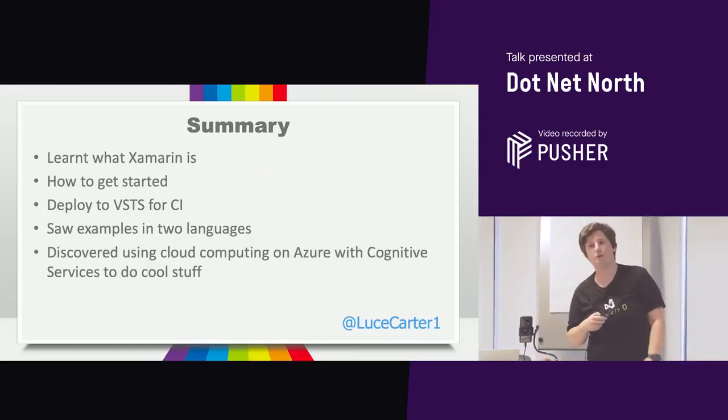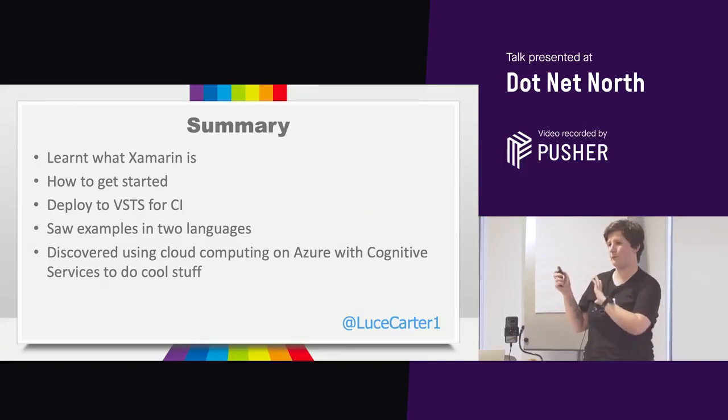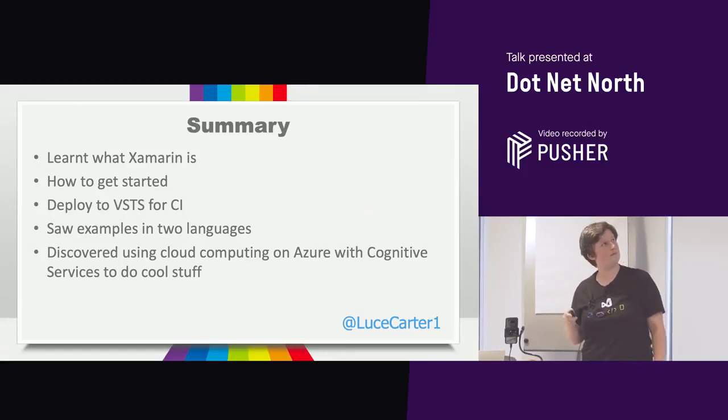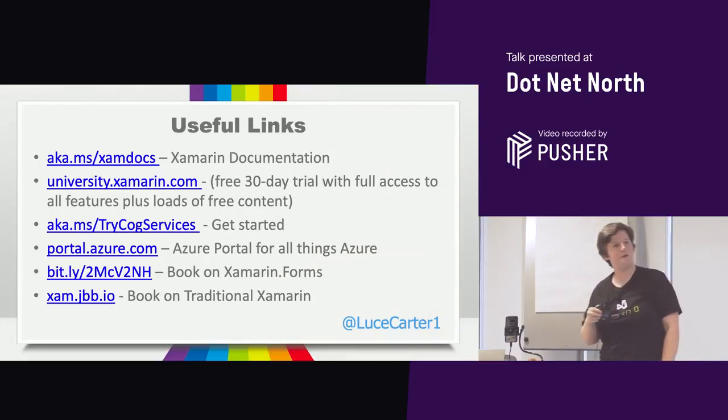So what have we learned? So we know what Xamarin is, I hope. Cross-platform mobile development tool in .NET. How to get started. How you can deploy it to Visual Studio Team Services for continuous integration. You saw examples in F# and C#, and how there's a lot of similarities between them, which means that you can kind of start to make use of some of the pros of functional programming in your code. And then discovered using cloud computing on Azure, depending on where you're from, with cognitive services to do some really cool things. So this is just a few useful links of things that you might want to visit.